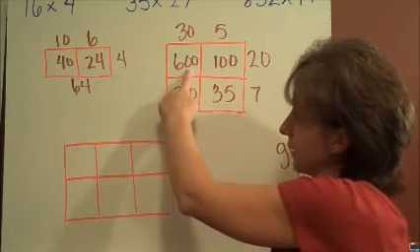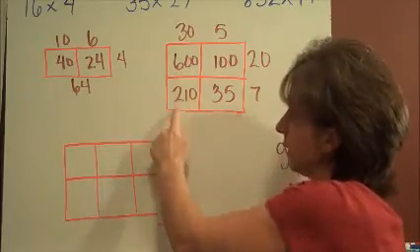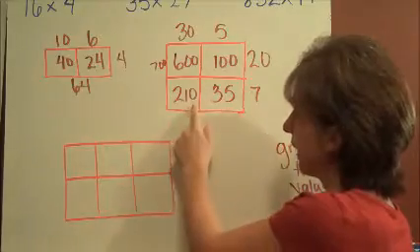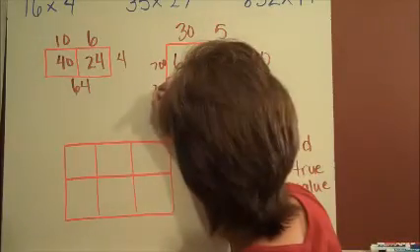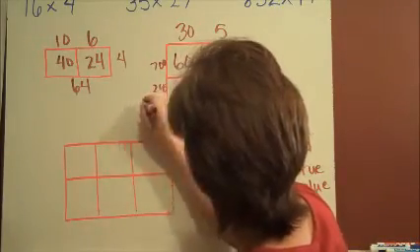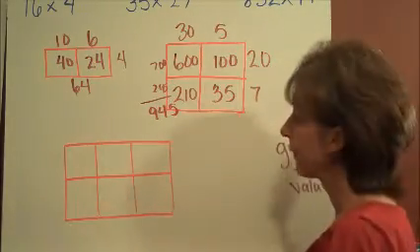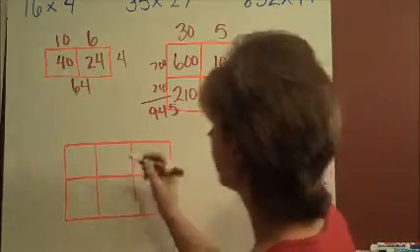100 plus 600 is 700. 700, maybe I would write it out here to the side to remember it. 35 plus 210 is 245. And so my answer is 945. Now let's try our third problem another way.